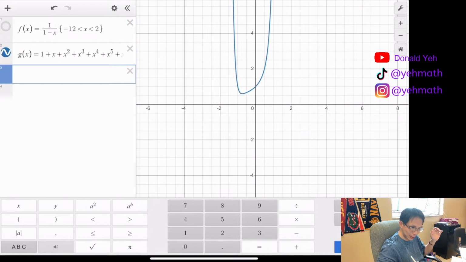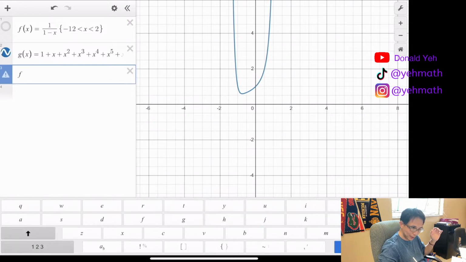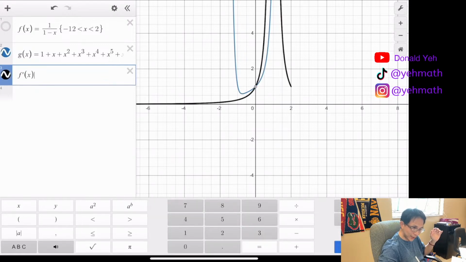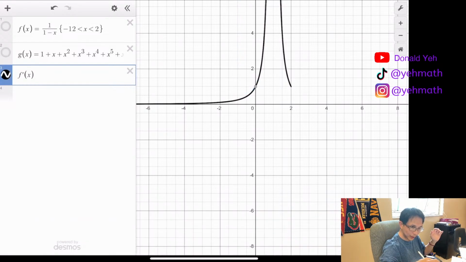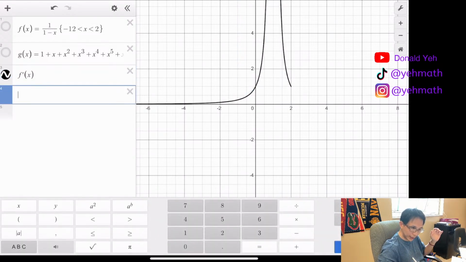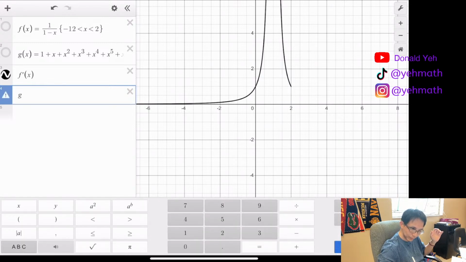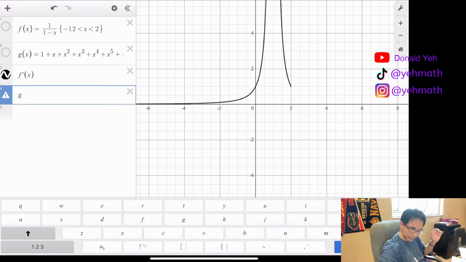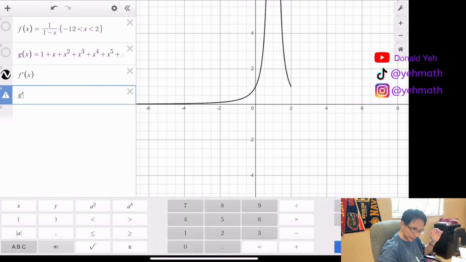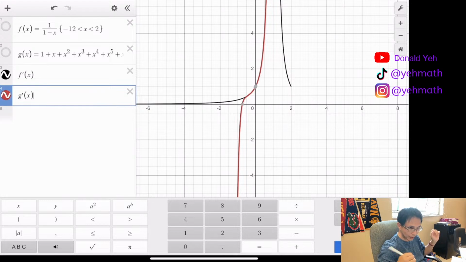Okay, so the second one, f prime of x, which is here, and g prime of x. And this is something we're going to deal with later. It's pretty accurate, but the radius of convergence is still around the same region.